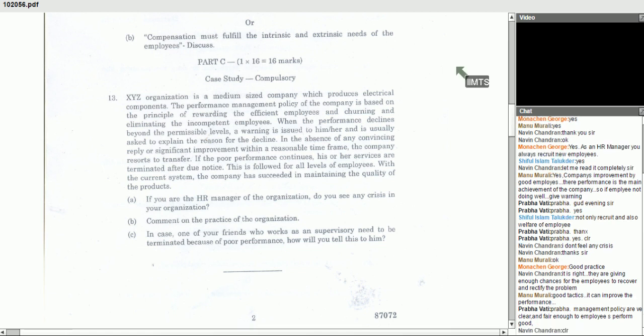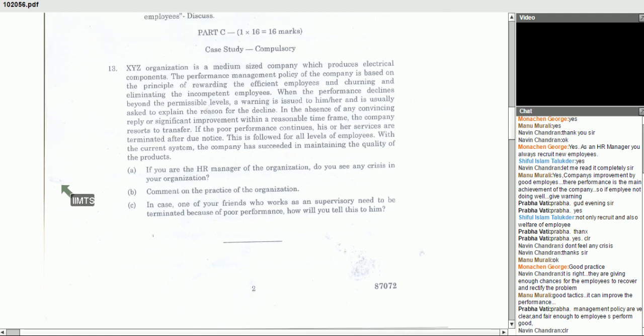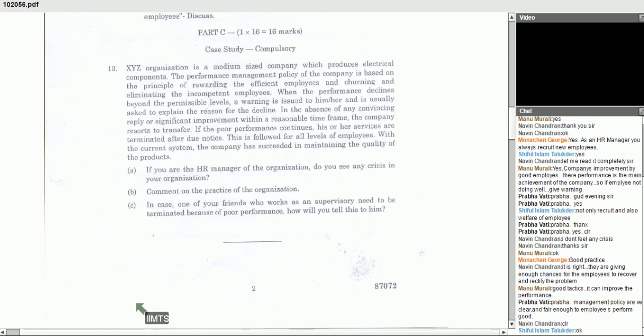Management policy is very clear and fair enough for employees to perform well. Yes. Good tactics, it can improve the performance. So all of you who are the managers in your company, you can also apply this. It's a good thing.